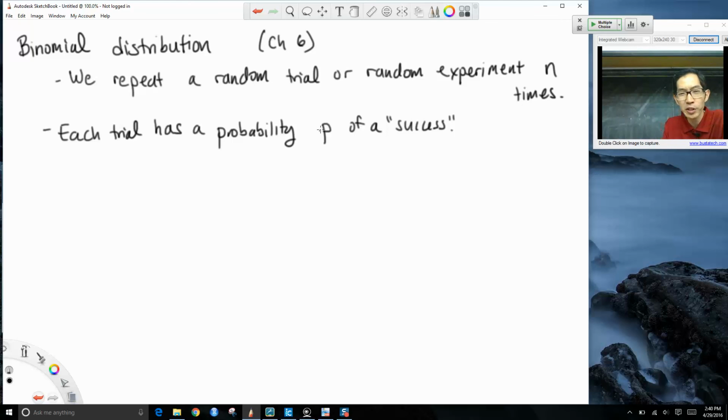So each trial has a probability p of a success and a probability 1 minus p of a quote-unquote failure. Again, these are just arbitrary labels, not necessarily good or bad things. Each trial is independent of each other.